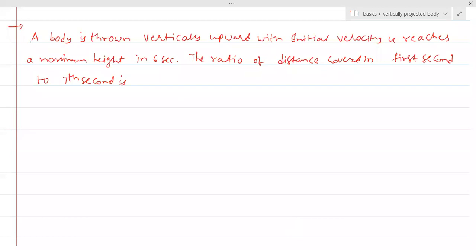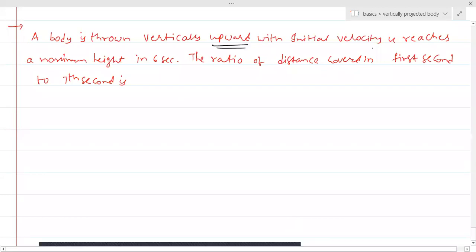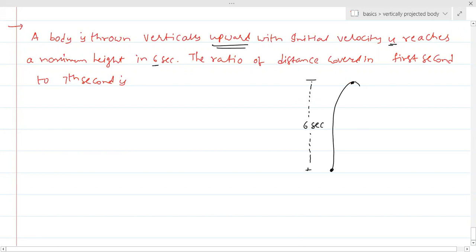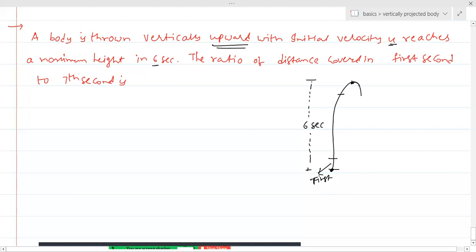Let us analyze the question. A body is thrown vertically upwards with initial velocity u, and reaches maximum height in 6 seconds. So that means this is the body projected upwards. It reaches maximum height in 6 seconds. Therefore, the total time of ascent is 6 seconds. The ratio of distance covered in the first second to the 7th second we are taking. So this is called the first second. Up to here it takes 6 seconds. So during the downfall, the first second now becomes the 7th second.